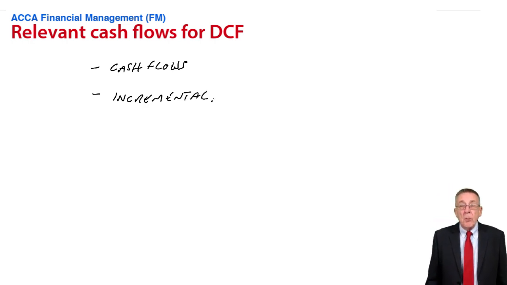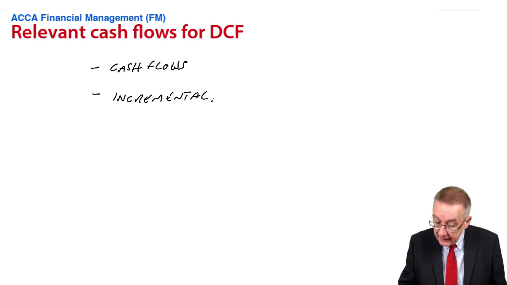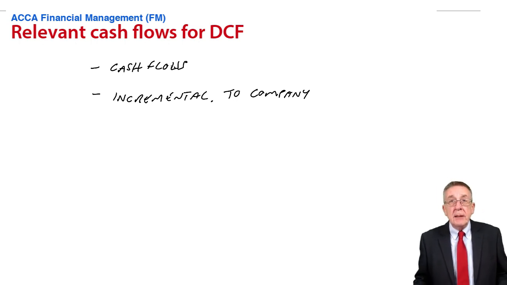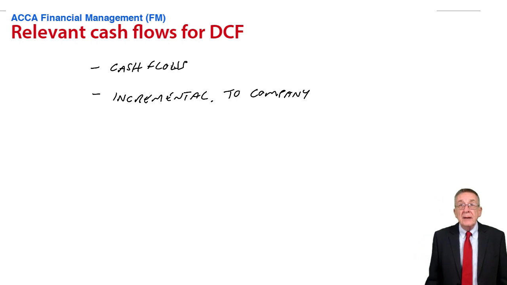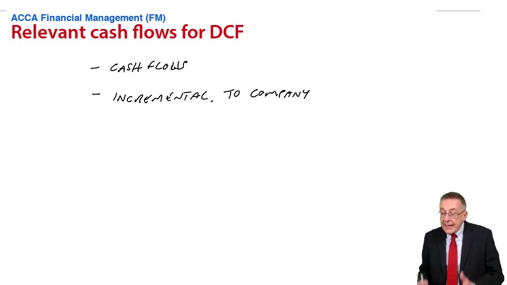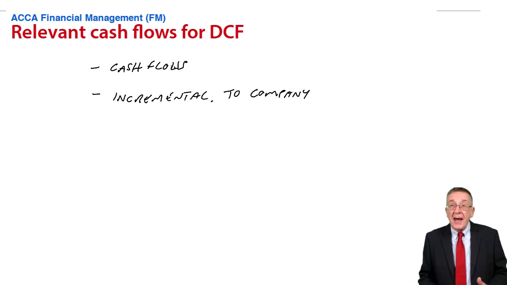Incremental means extra. And so what we're after, if we're considering a new machine, is what extra cash flows will there be to the company. So it's not just the flows directly related to our new machine. Maybe our new machine is going to generate income of 10,000 a year. But maybe buying the new machine will also affect other products in the company and give an extra 2,000 there. Well, fine, it's all extra cash flow effects on the company of doing this new project or buying this new machine.